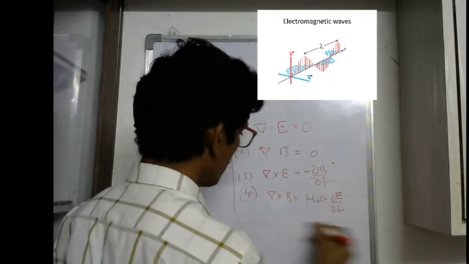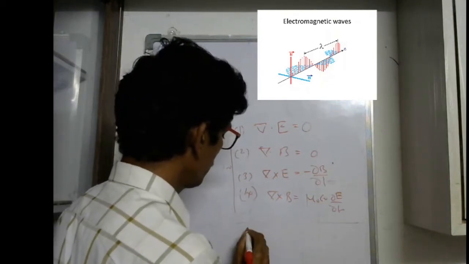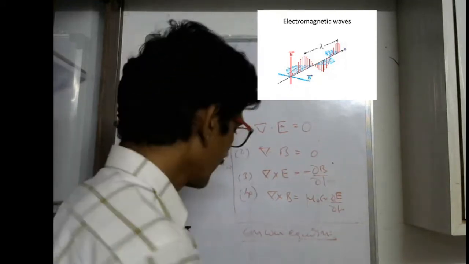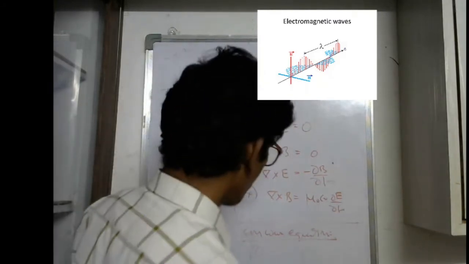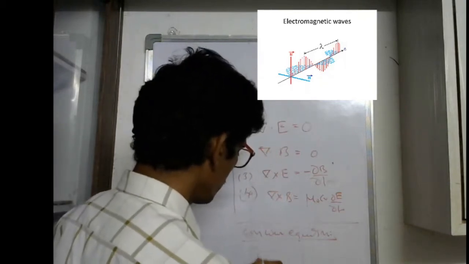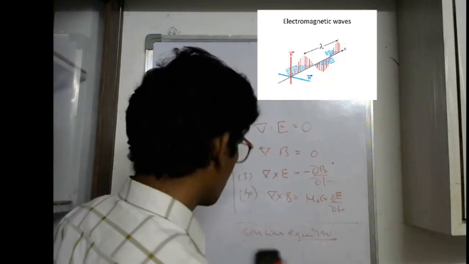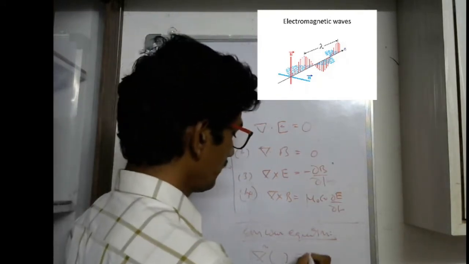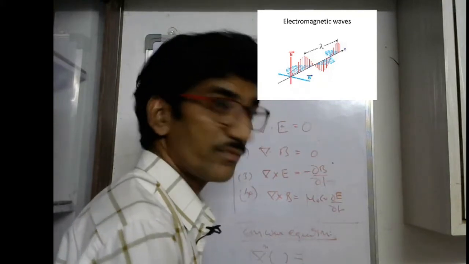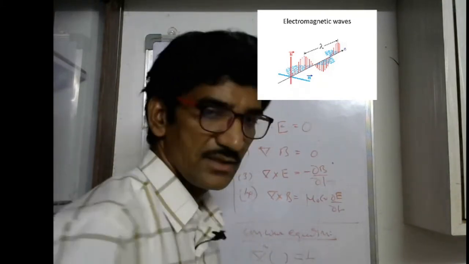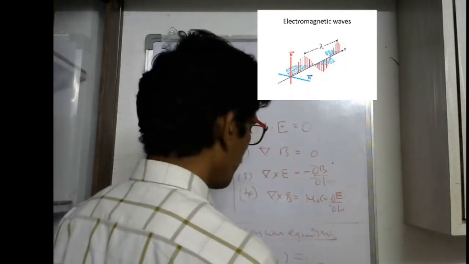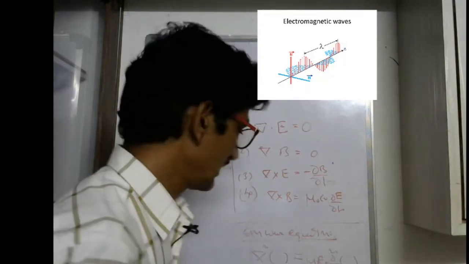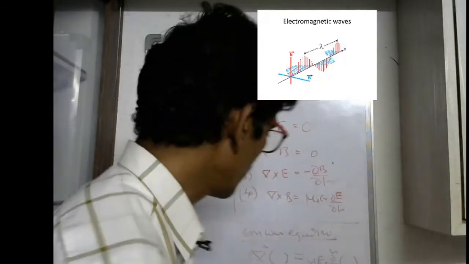What is then the EM wave equation? Here, you write del square, and here you may write E or B, is equal to 1 by c square, or mu naught epsilon naught, dou square by dou t square. Here you may write either E or B.